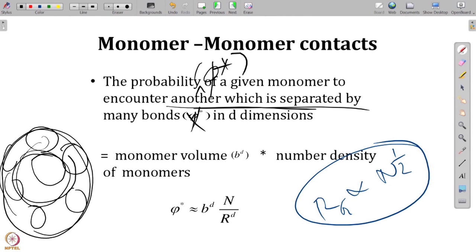So, the average density of my polymer, which is the same as the density of the liquid, an analogous quantity, is the total number of monomers divided by the volume. The volume is r to the power d.